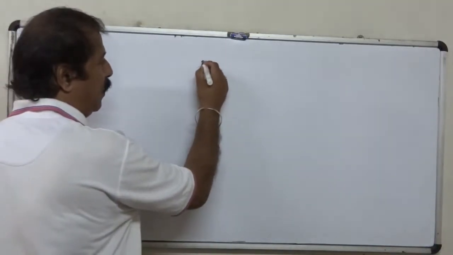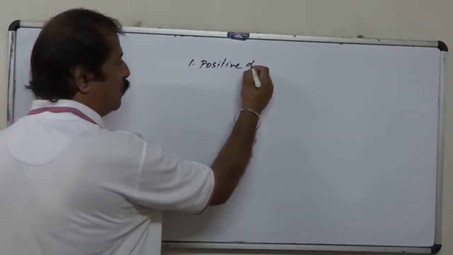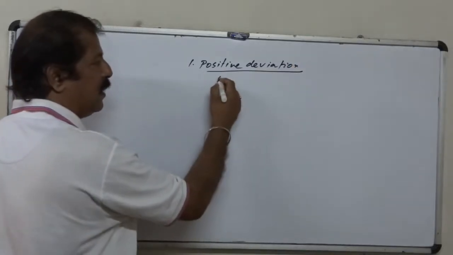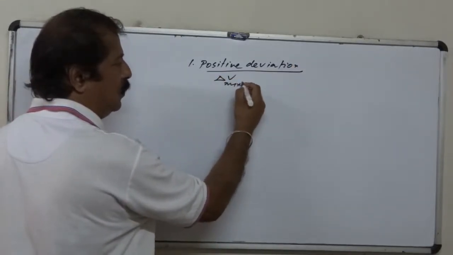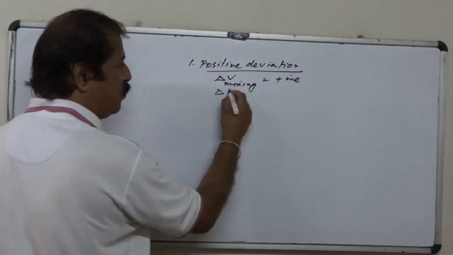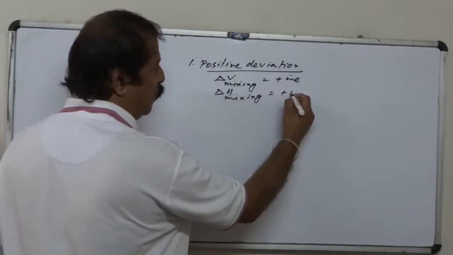So what is positive deviation? The solution will show positive deviation when delta V mixing is positive, and delta H mixing is also positive. These two are positive.